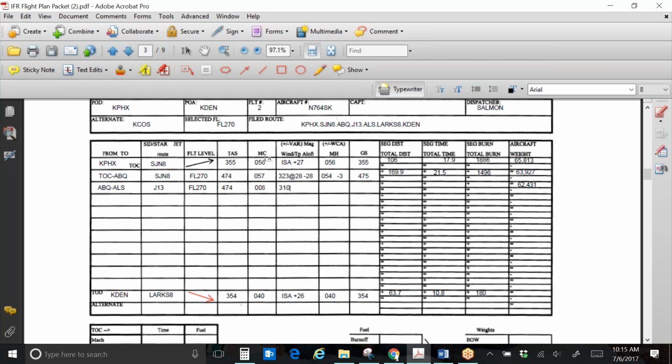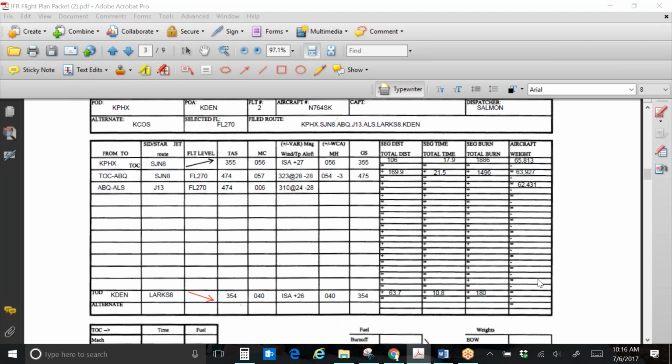Our winds are 310 at 24. And still using minus 28 on the temperature. Okay. So now we are back to the whiz wheel again. So let me reconfigure. Okay, so back to the whiz wheel here.